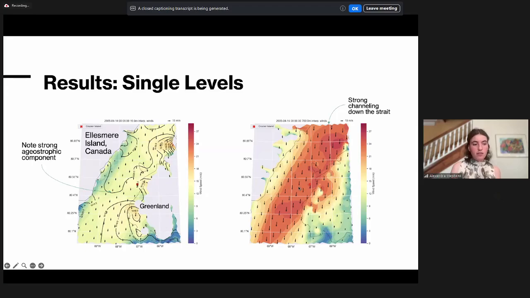On the right, you can see the winds are much stronger at the 700 meter level. The maximum wind speed at this level for this domain is about 28 meters per second. Despite more of the area being open at this level, you can still see strong channeling down the strait, which shows how important topography is here. Note that we don't have a vertical component of the wind here.